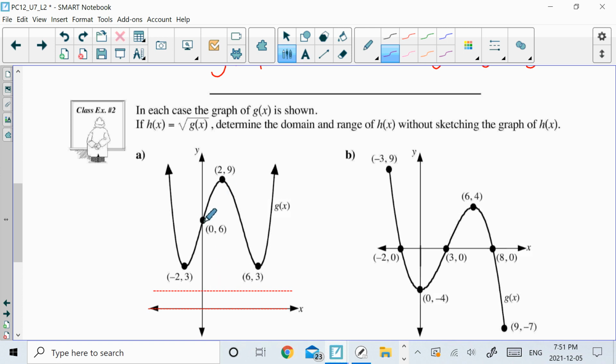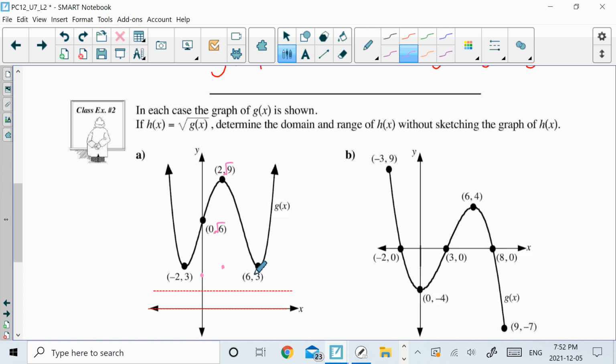So this point here on my original graph, 0, 6, what would that point be on the radical graph? On my radical graph, it would be at 0, the square root of 6. The square root of 6 is 2.4, so the y value would be 2.4. I know that this is 3, right? They're telling me the y value there is 3. So 2.4, I'm going to say is about here. So that point would go down to 0, 2.4. 2, 9 is going to become 2, 3. And I know if that's 3, it'd be about here.